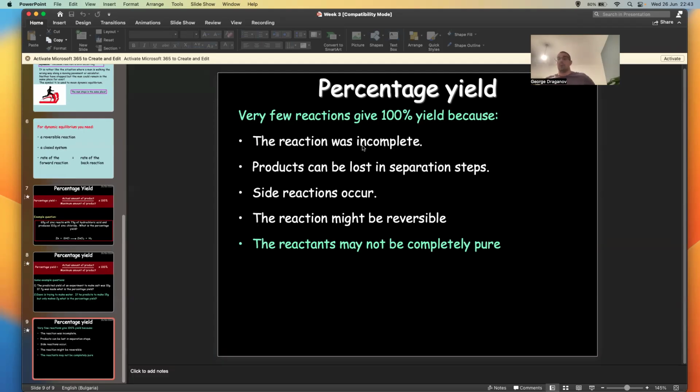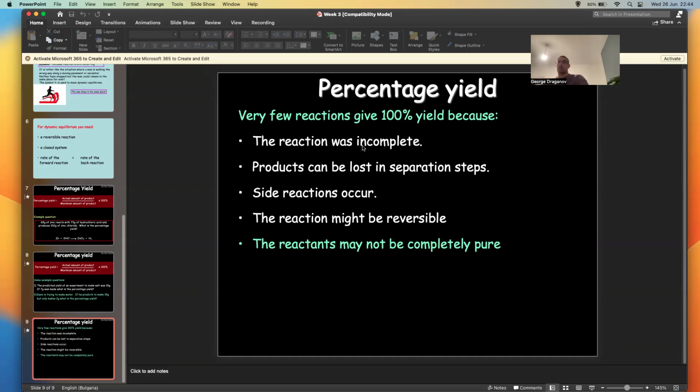The second one is also famous. Products can be lost during the separation steps. That means if you pour one container into another, then into another, then you filter it, then you heat it, each time you leave behind a little bit of product on the container. Side reactions can occur, which means instead of the main reaction happening, there might be another reaction that happens off to the side. The reaction could be reversible. You've met the reversible sign, which means your yield won't be 100 because as soon as you form your product, the product will turn back to the reactant.